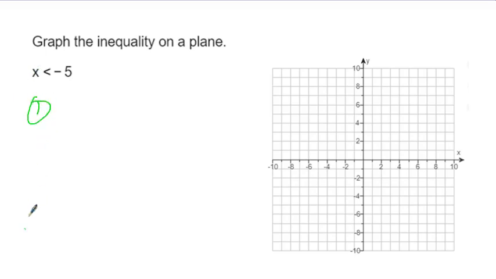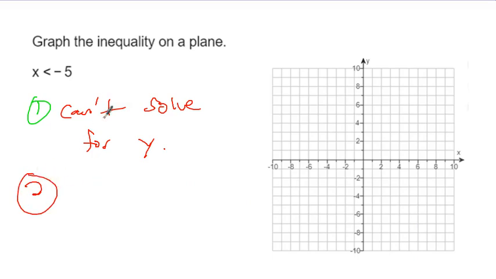Step 1, solve it for y. You can't solve this for y because there is no y variable in this case. So we're going to have to call an audible here. Since we can't actually carry out step 1, we're going to have to do this whole problem slightly differently. We're going to skip step 1 and just go straight to step 2, which is graph this as if it were an equation.